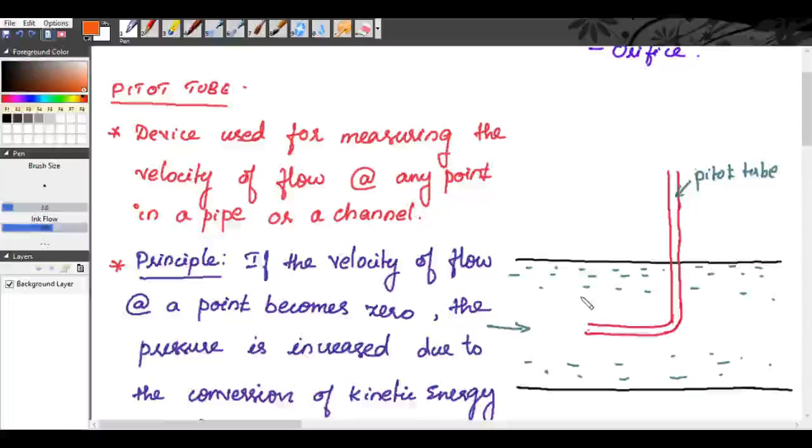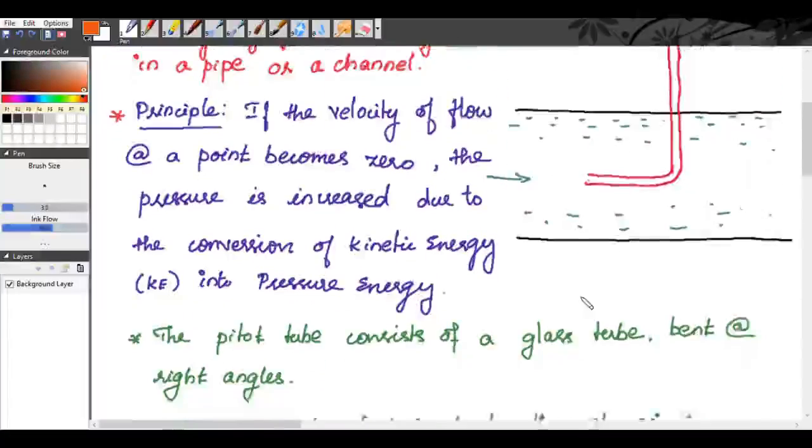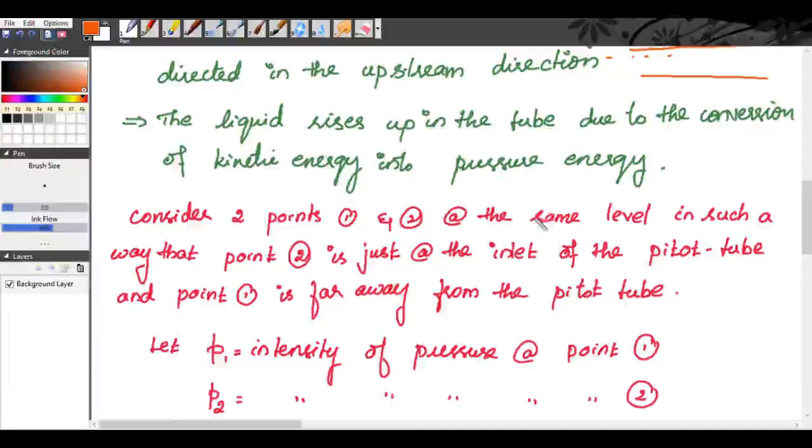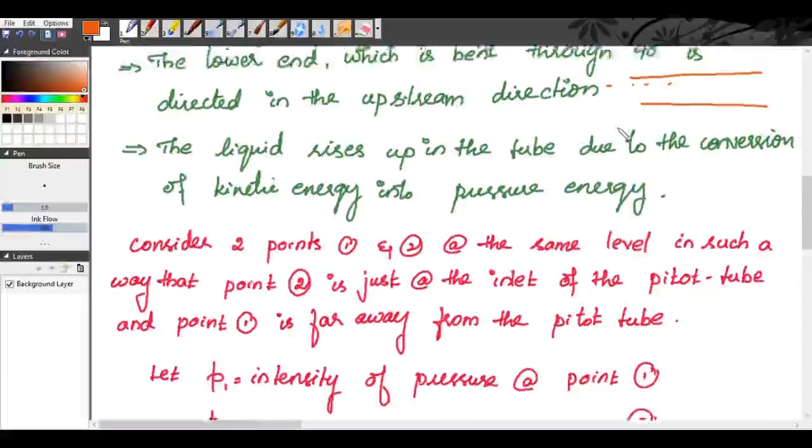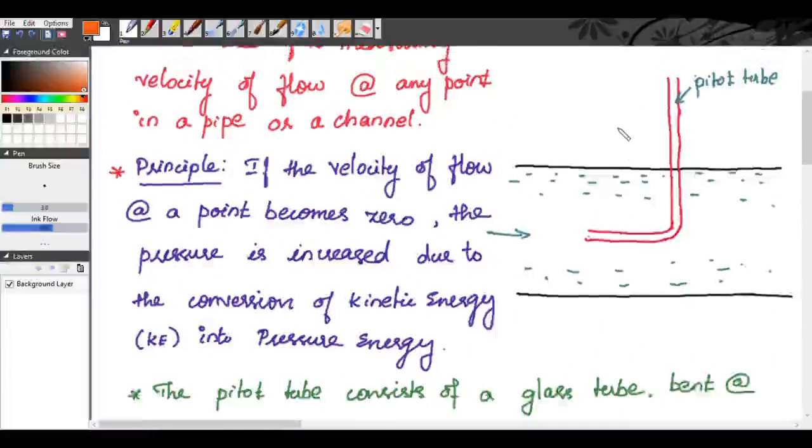Now the liquid rises up in the tube due to the conversion of kinetic energy into pressure energy. When you are placing the pitot tube, which is just a glass tube having 90 degrees at the lower end, your water in the tube will be up to this height. Now what happens is there will be a rise of liquid level.